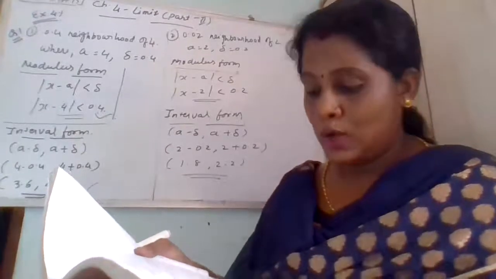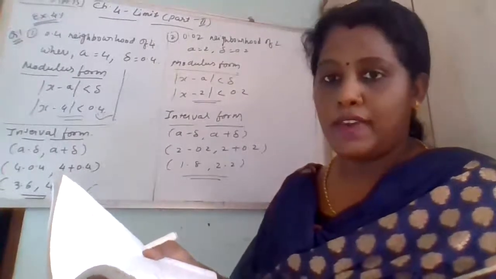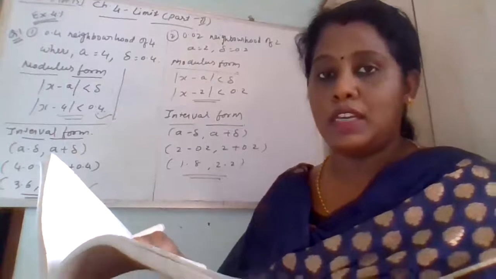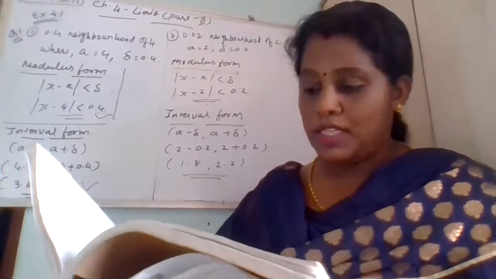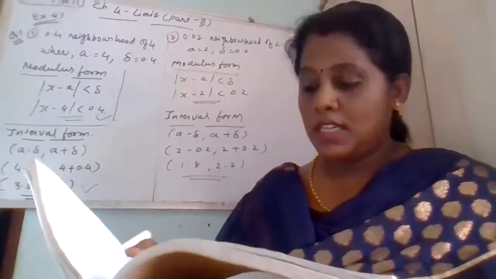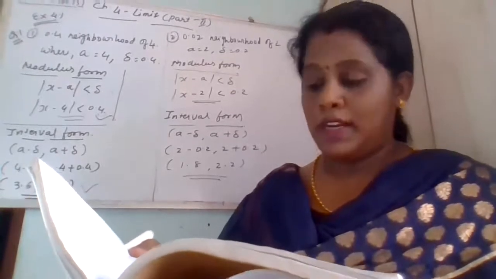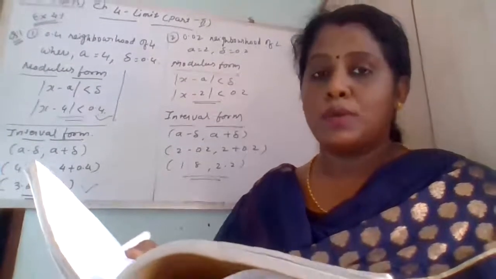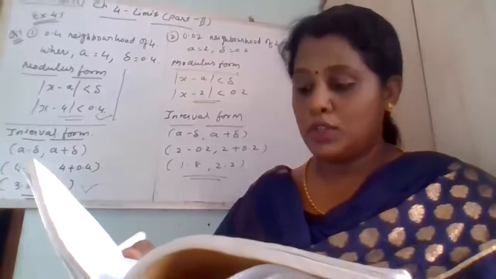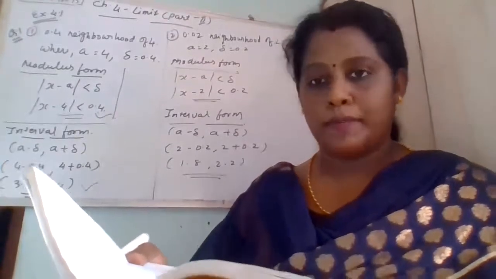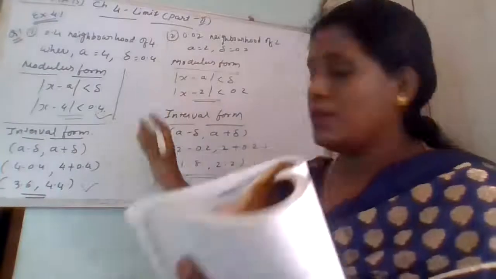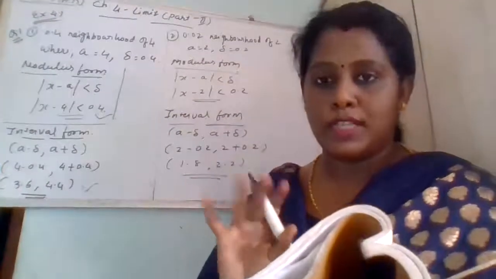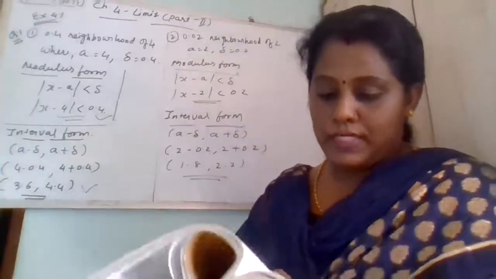The third question is 0.05 neighborhood of 0, where a equals 0 and delta equals 0.05. Then the fourth is 0.001 neighborhood of minus 1, so a equals minus 1 and delta equals 0.001. In this way you have to do all the four sums, right? Now, next question we will see.